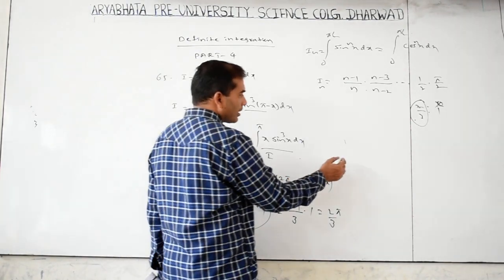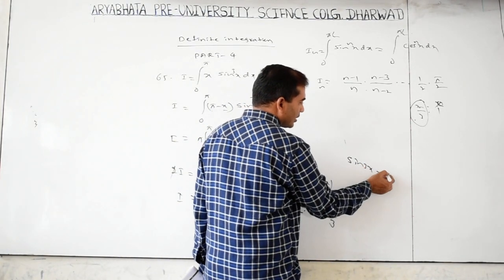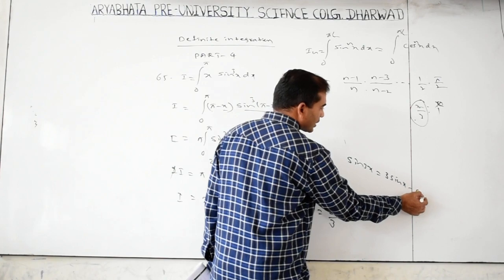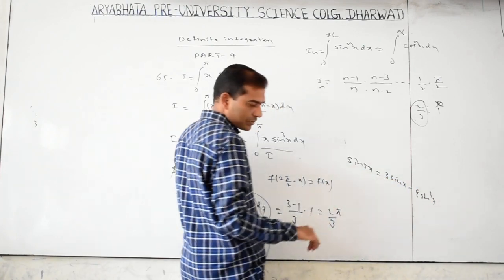Or you can use the sin 3x formula: 3 sin x minus 4 sin cube x. Use this formula also.